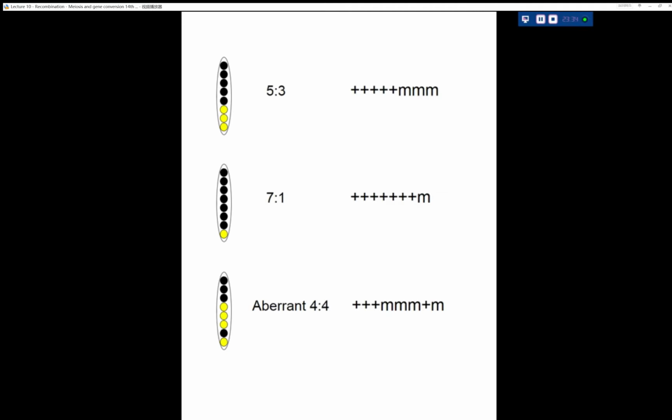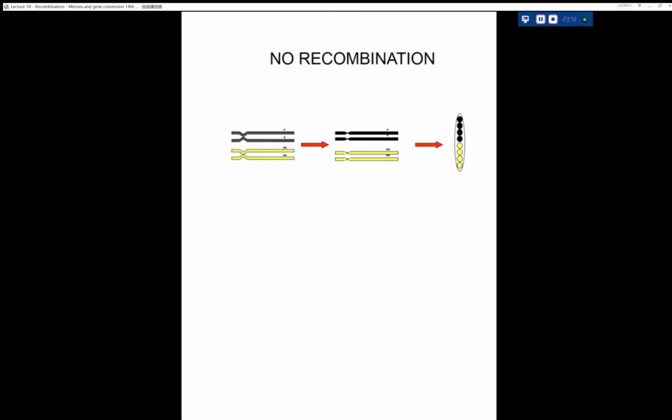So if you look at the normal ones, the ascospores are in pairs. They're always 2 black and 2 yellow together. So this is an aberrant arrangement. Again here you've got a pair which is black and yellow, so that's aberrant. There's a pair here which is black and yellow, but the ratio is off as well. Okay, so how are these actually generated?